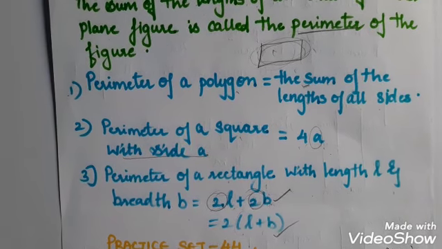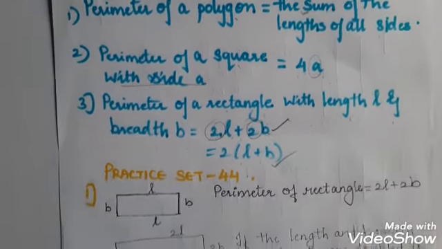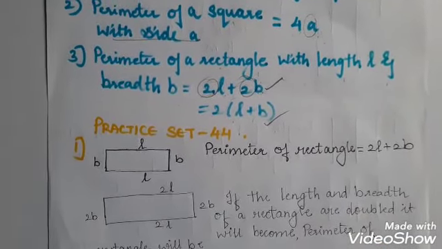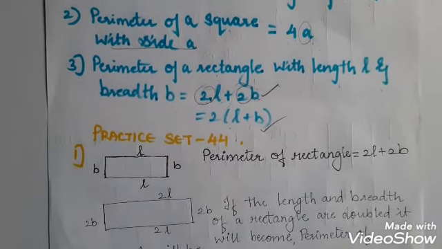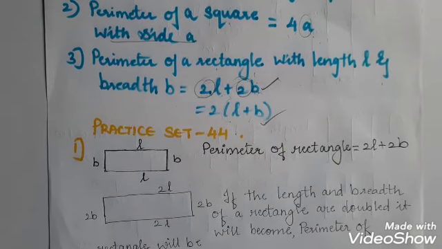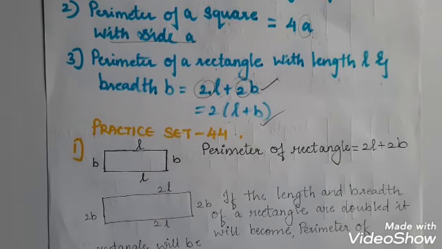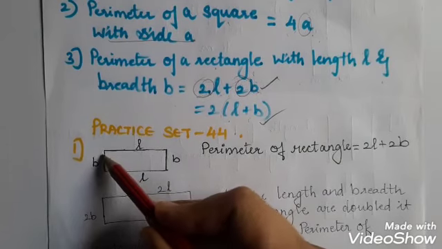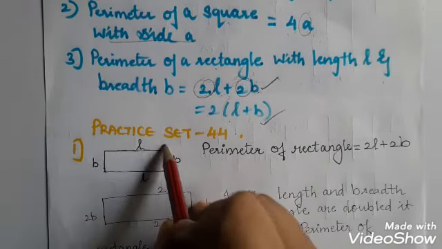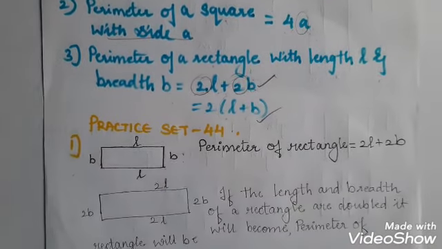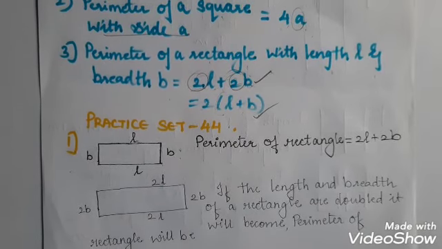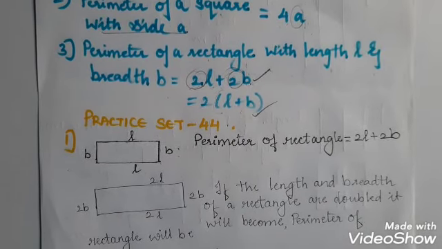Now let us see practice set 44, first question. If the length and the breadth of a rectangle are doubled. Now here this is a rectangle; you can see a rectangle is drawn. This is the length of the rectangle and these two are the breadths of the rectangle. If the length and the breadth of a rectangle are doubled, doubled means it is multiplied by two.